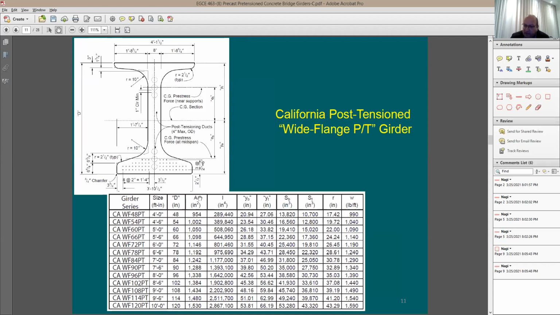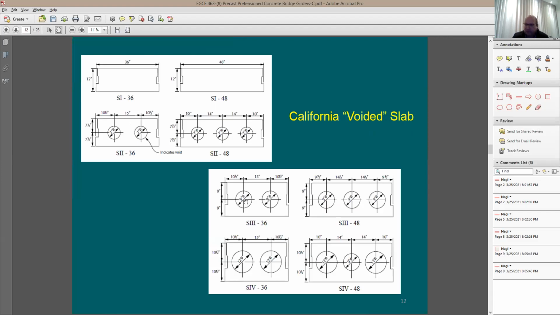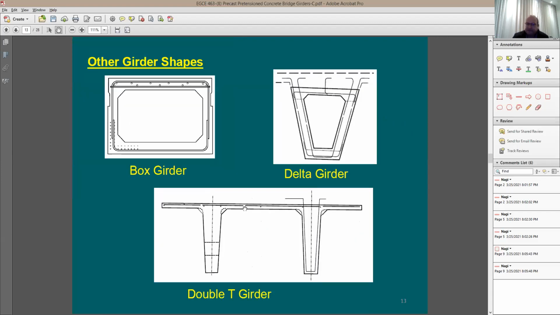You need to understand the cross-section area. It's going to be very similar to the one that we have in the PCI manual. Moment of inertia, Y bottom, Y top, section modulus, and the R, and the weight are going to be exactly the same. There's no difference here between the two. You're going to have similar information.